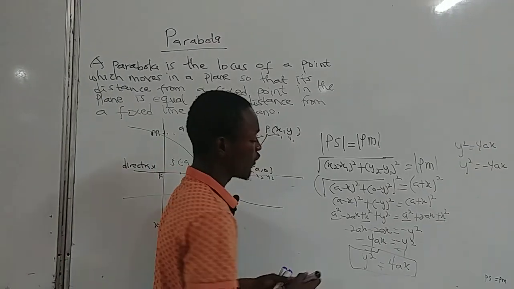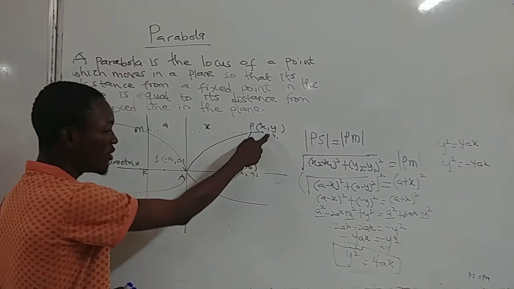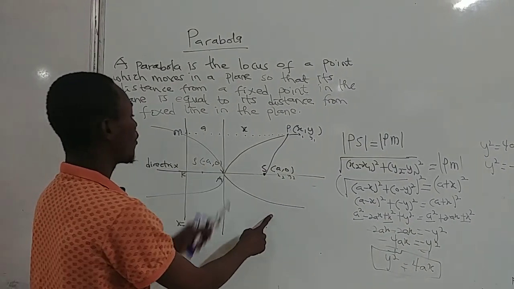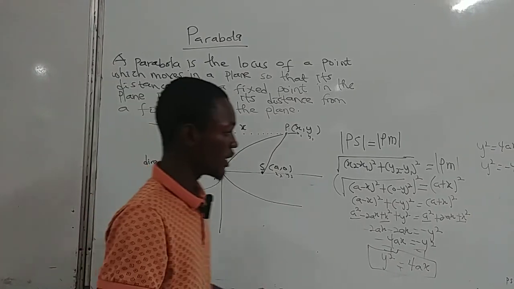So the standard equation of the parabola, y squared equal to 4ax, clearly tells us that the parabola opens to the right. In case the parabola opens to the left, that means our a is negative.